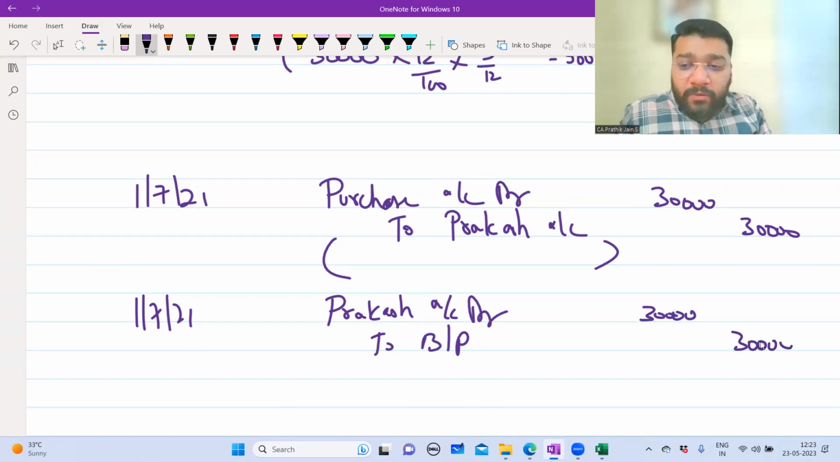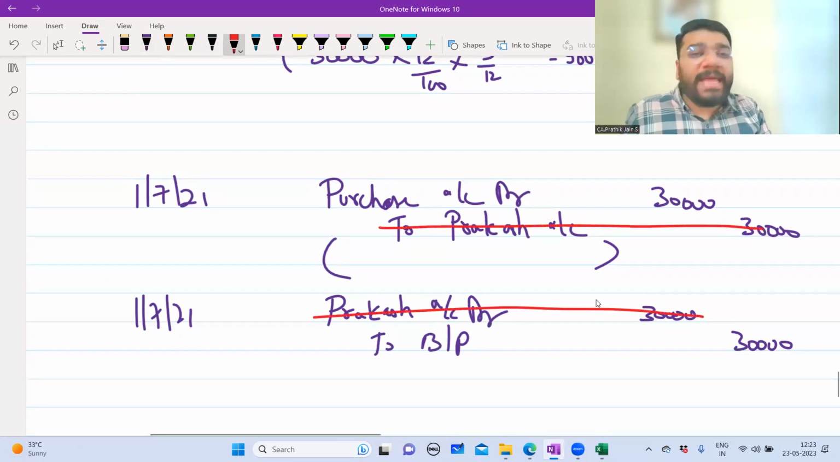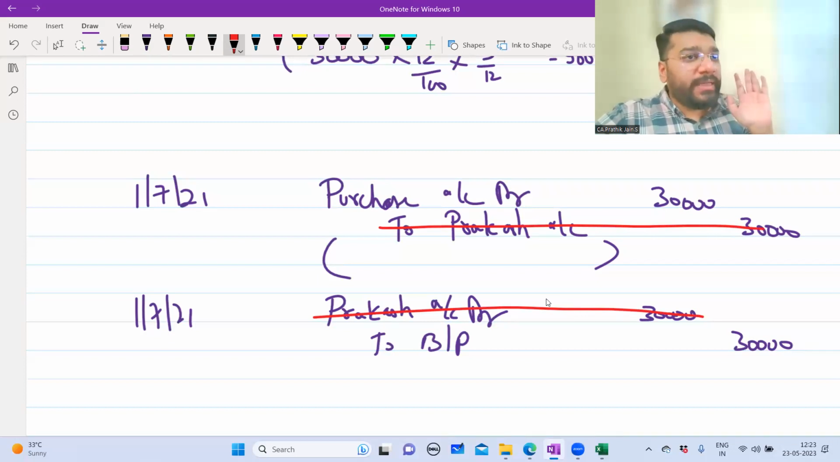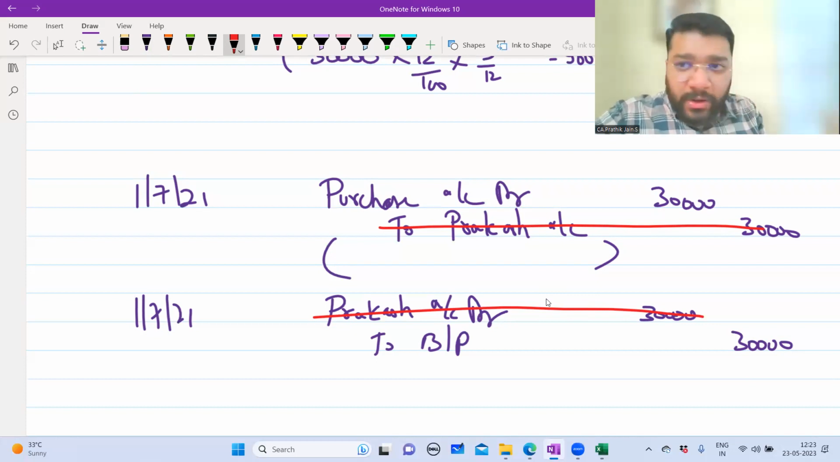Now, when you record these two transactions, the Prakash account is being closed. It gets knocked off. So the ultimate entry is what? Purchase to bills payable. Instead of purchase to creditor, it is purchase to bills payable. Bills payable is also a liability. Creditor is also a liability. Creditor is unsecured. Bills payable is secured. That is the only difference. Online people, okay or not okay?